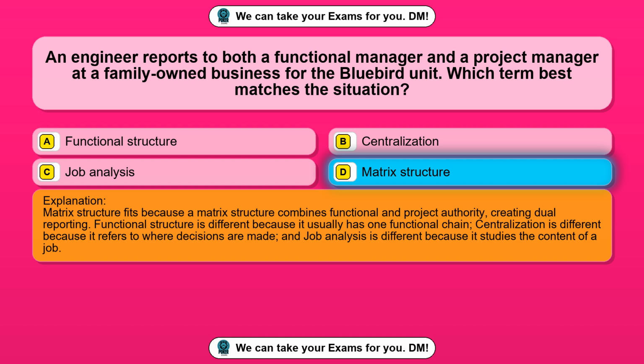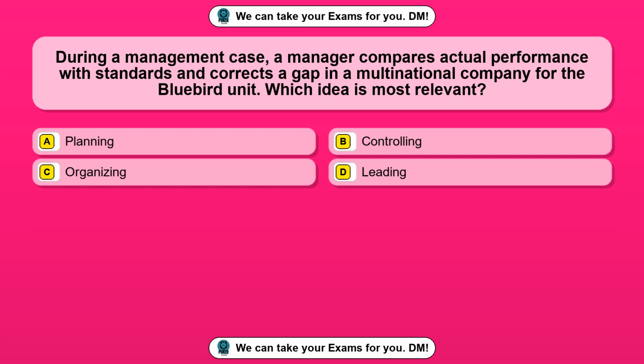Functional structure is different because it usually has one functional chain. Centralization is different because it refers to where decisions are made, and job analysis is different because it studies the content of a job. Question 19. During a management case, a manager compares actual performance with standards and corrects a gap in a multinational company for the Bluebird unit. Which idea is most relevant?